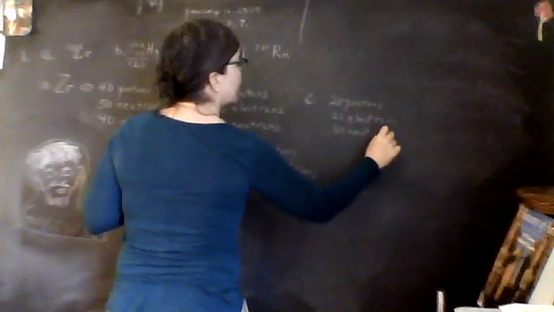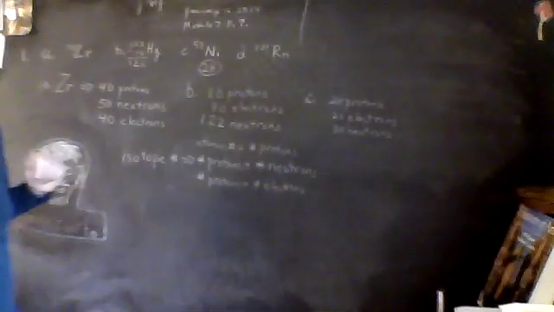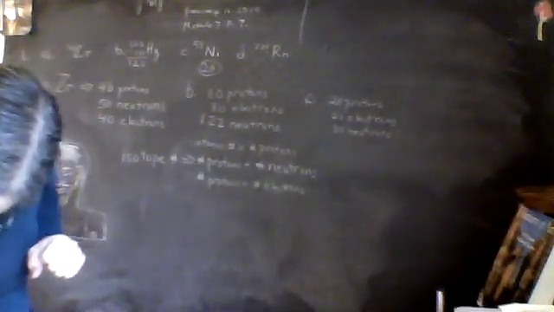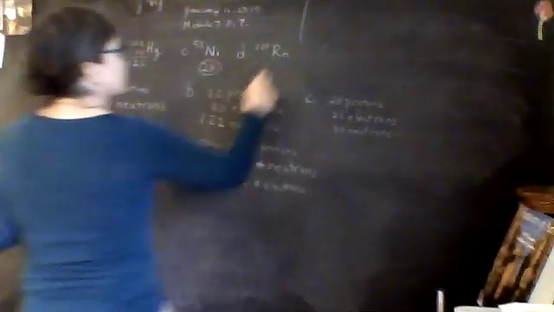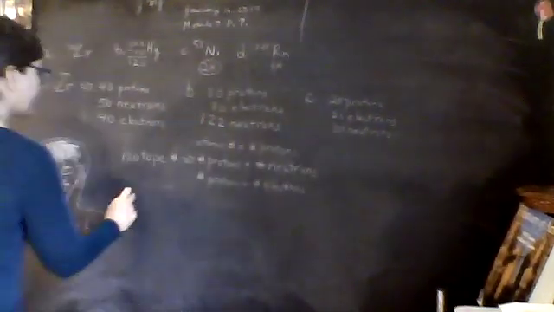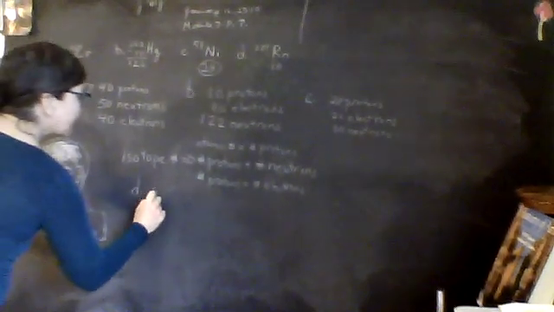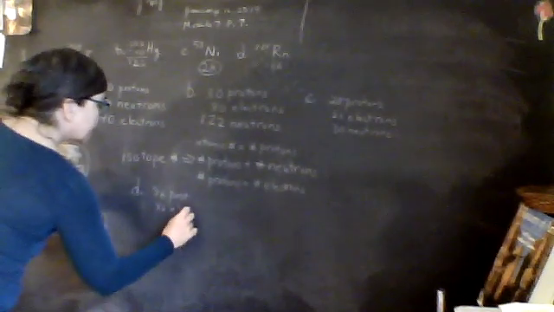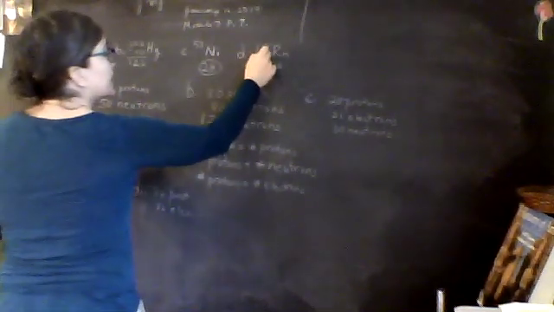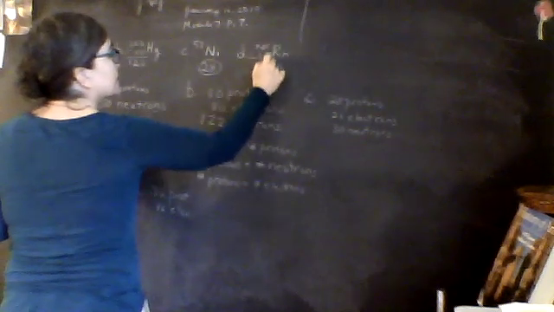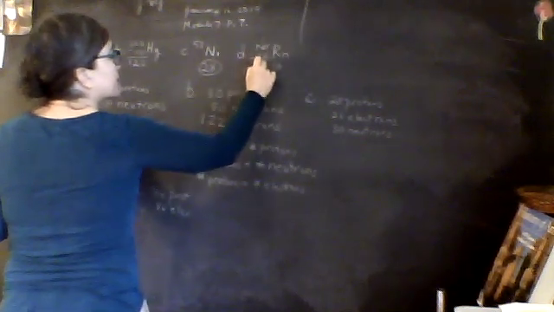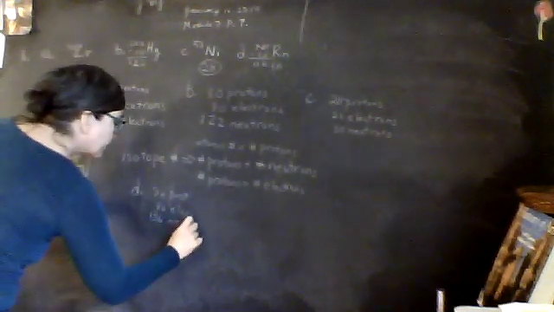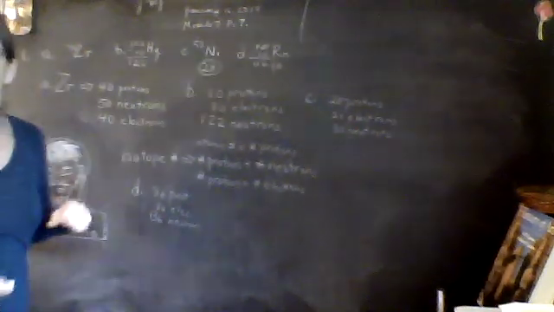And Rn, I'm not sure which one that is. 222 Rn. It's radon. Its atomic number is 86. Okay, so letter D is going to have 86 protons, 86 electrons, and 222 minus 86, 136 neutrons. Yeah. Any questions about that?